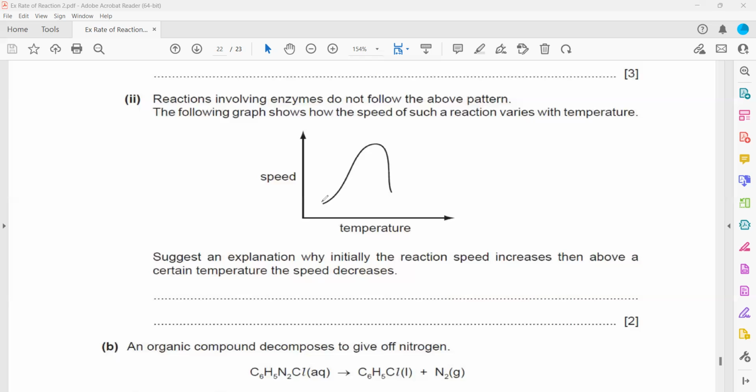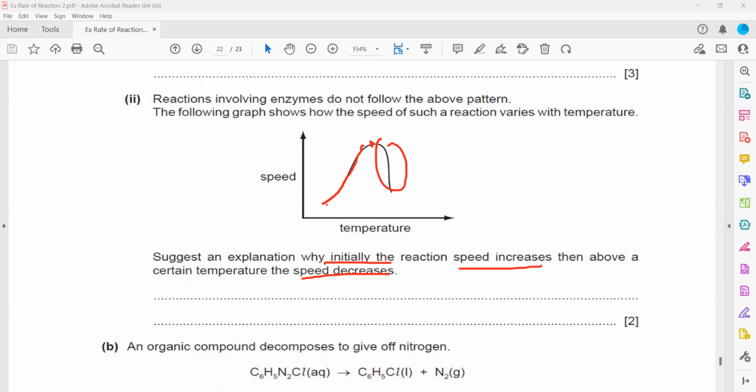So you can see that up to a certain temperature the reaction speeds up and then the enzyme denatures. So it suggests an explanation why the initial reaction speed increases at a certain temperature and then decreases. When we are increasing the temperature, the speed was increasing. What is the reason for that? The reason is there were more collisions. They work at a specific temperature.